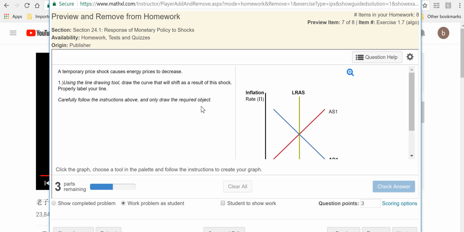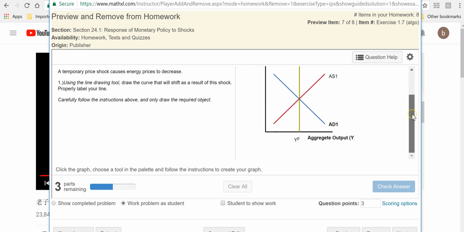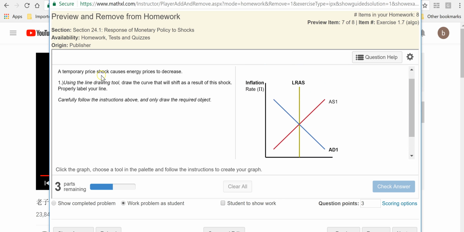This is question number 11, number 7 of homework 12. A temporary price shock causes energy prices to decrease. So in this case, you're given the setup that says energy prices decrease. Sometimes the setup may change to energy prices increase, depending on the different trials. In this case, energy prices happen to decrease.